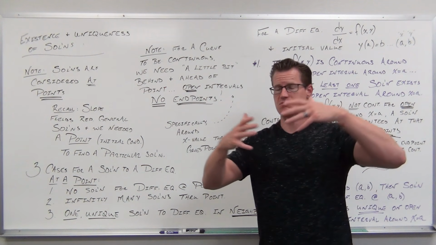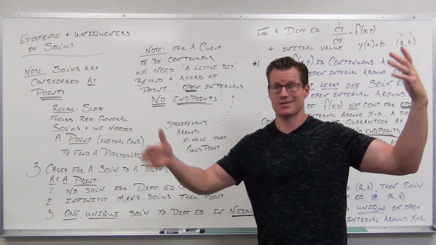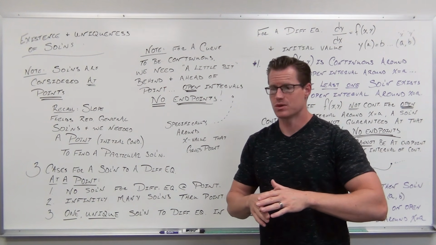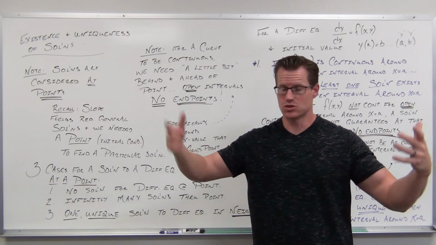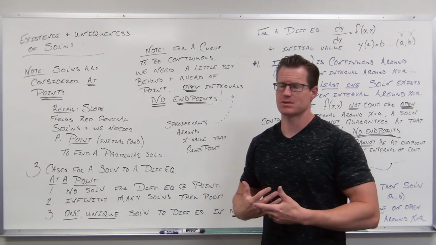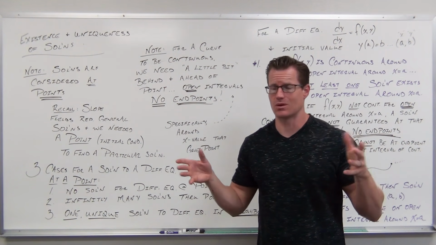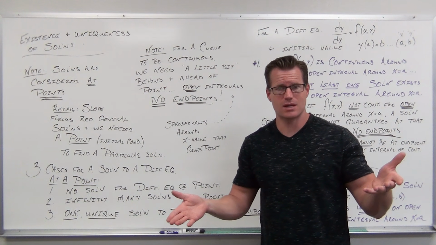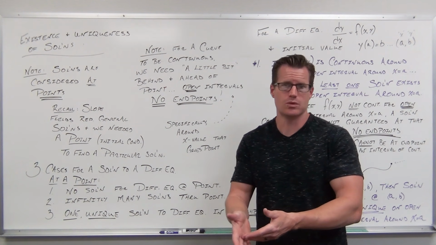Number two, it could have infinitely many solutions through that point. So case one, you've got a differential equation, you've got a point, there's just none that go through the point. No solutions go through the point. Or you could have a differential equation with lots of solutions, you pick a point, and there's infinitely many that go through there. Sometimes it happens with equilibrium solutions. So tons or infinitely many solutions to that differential equation that happen to go through that point.